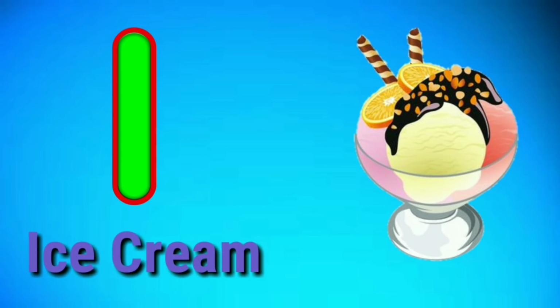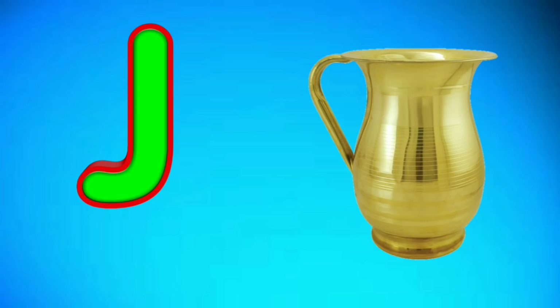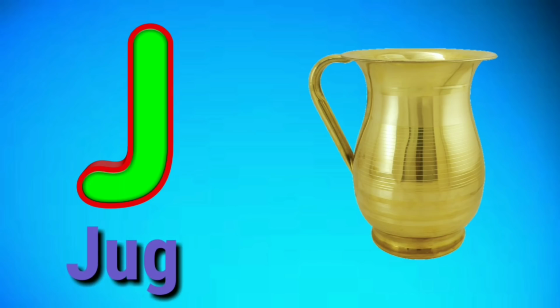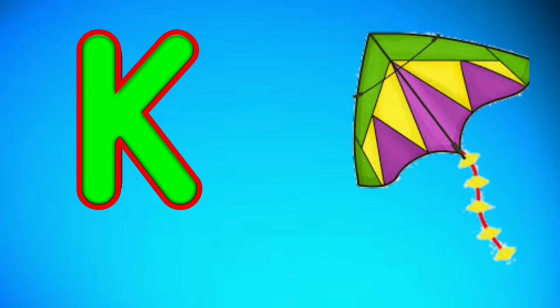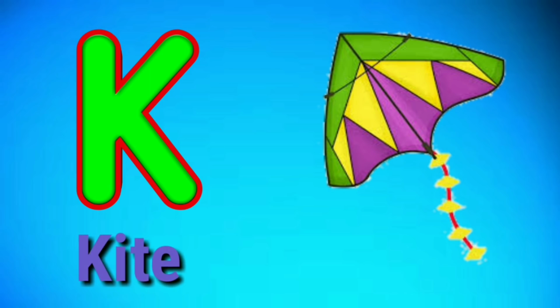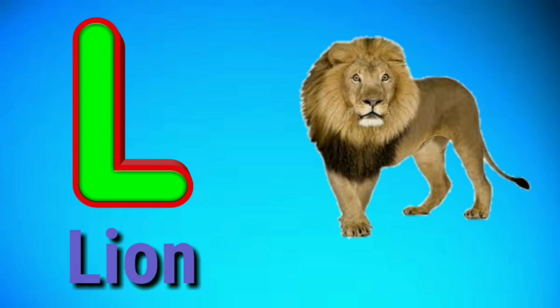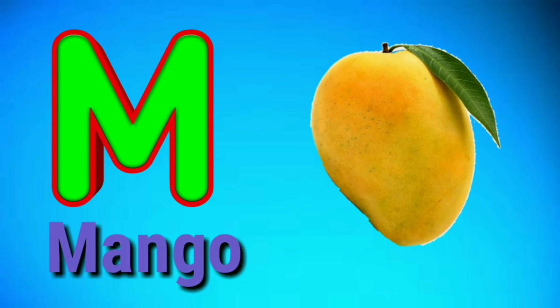I for ice cream. Ice cream means आइसक्रीम. J for jug. Jug means जग. K for kite. Kite means पतंग. L for lion. Lion means शेर. M for mango. Mango means आम.